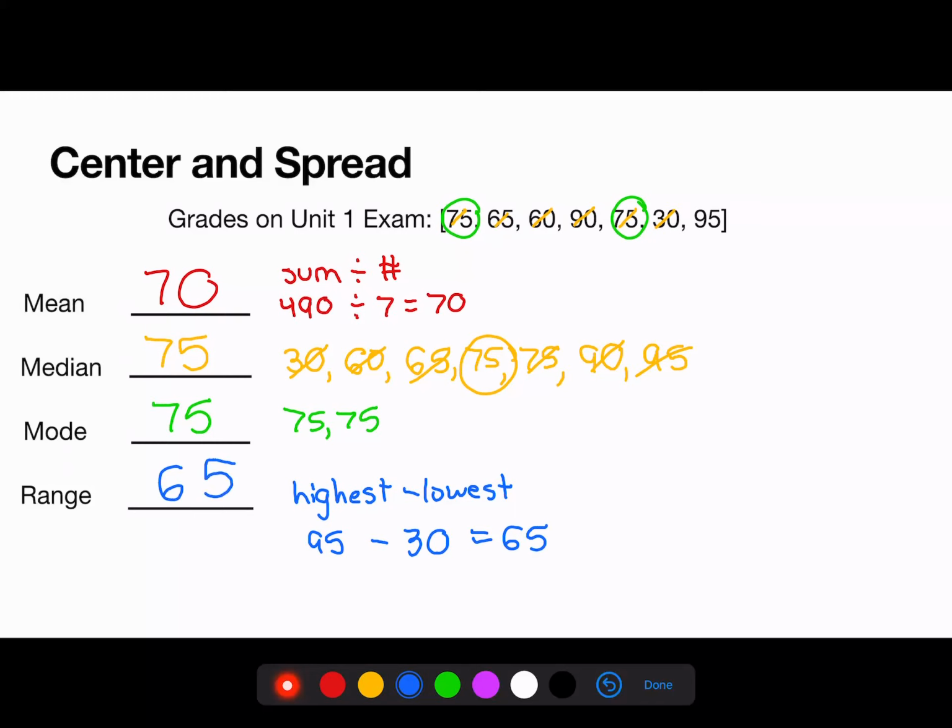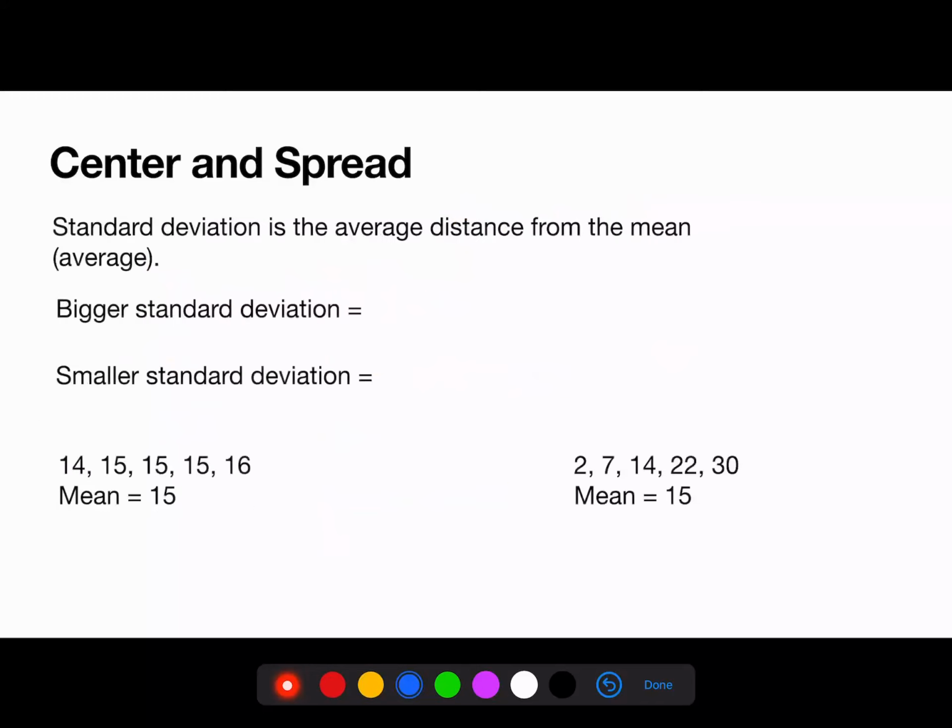Now, let's look at standard deviation. The standard deviation is the average distance from the mean or average. If the standard deviation of a data set is large, then there is a wider variation in the data set. If the standard deviation of a data set is small, then there is little variation.